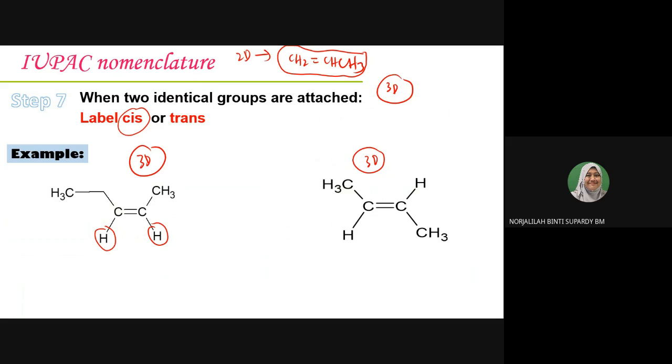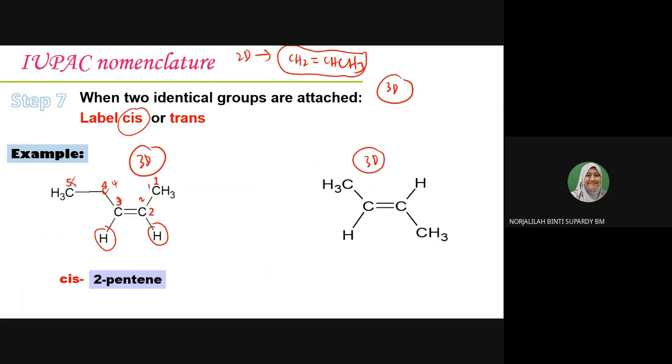We check the parent chain, which consists of 1, 2, 3, 4, 5 carbon atoms, and the double bond is at carbon number 2. Therefore the nomenclature will be 2-pentene, and because of the same side of the hydrogen atoms, cis-2-pentene.